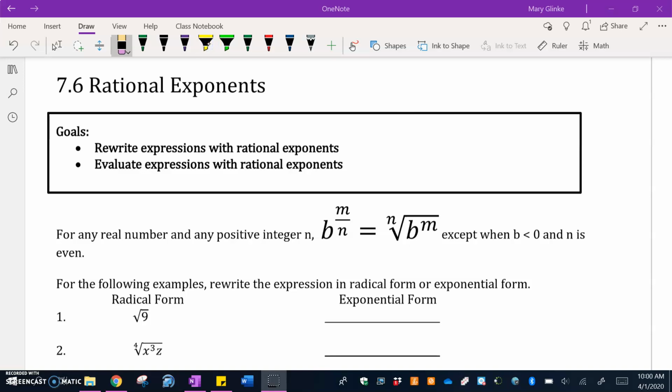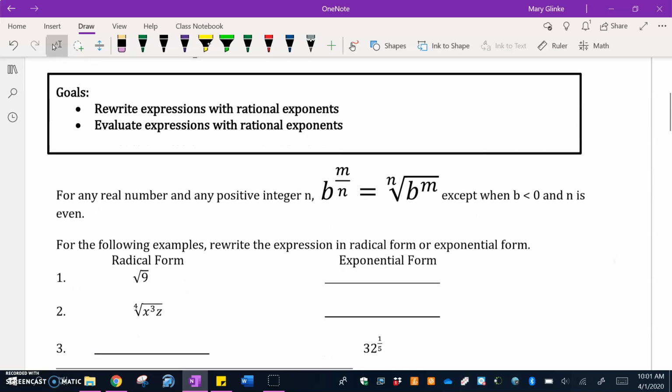Hello. Our goal today is to rewrite expressions with rational exponents and then also evaluate expressions with rational exponents. So the deal with rational exponents is we are used to seeing square roots and cube roots. Today we're going to express a square root as an exponent instead of as a radical.